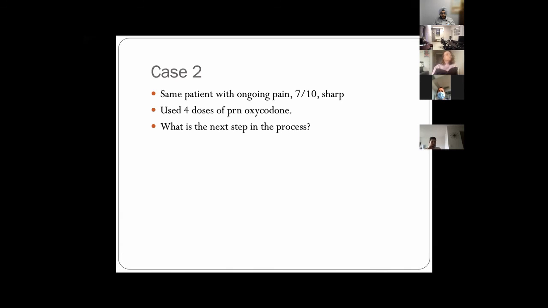So the same patient, right? So you put them on OxyContin and you have PRN oxycodone, you gave them 4 doses. Next slide.